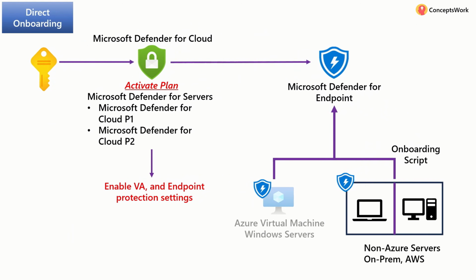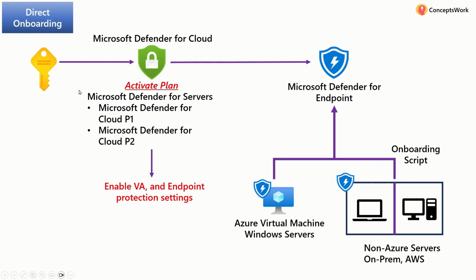Similarly, the direct onboarding method is fairly simple. You'll just download the respective package from the MDE portal itself and then get the machines onboarded to MDE. But in this scenario, you still need this plan to be activated. Once you wait for some time, all the machines that you have onboarded directly to the MDE portal will also reflect in the MDC portal.